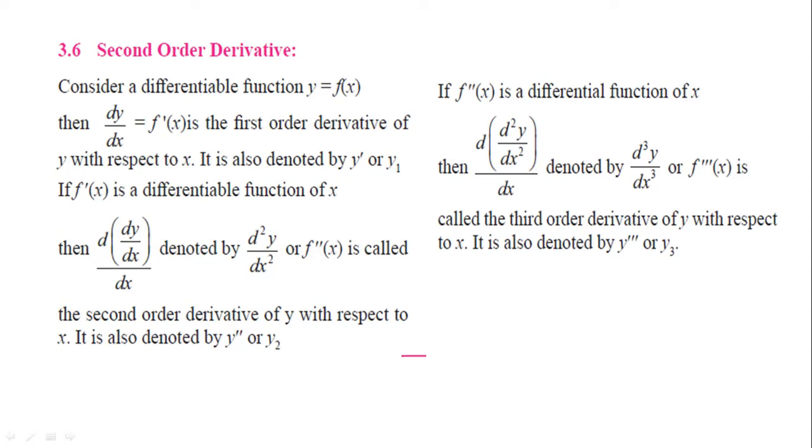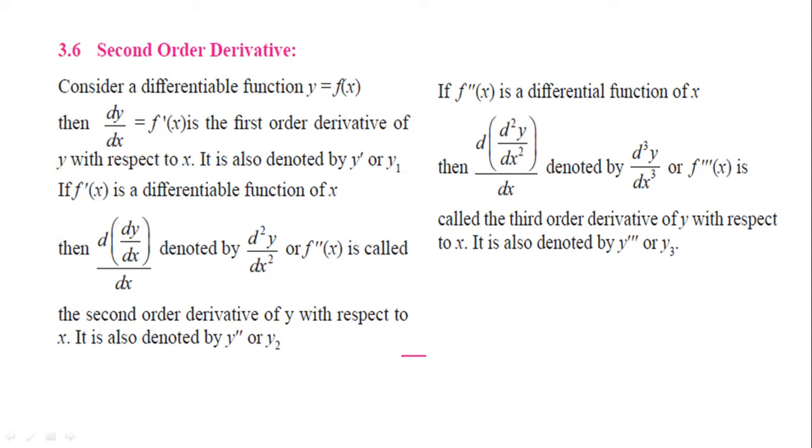So we get the derivative of y with respect to x. And how is it written? It is written as dy by dx is equal to f dash x, and it is also denoted by y dash or y1. So these symbols are also used. So if f dash x is a differentiable function of x, now suppose we get dy by dx is equal to f dash x, and again f dash x is also differentiable, then you can take the derivative of dy by dx. See here it is written as d of dy by dx with respect to x.